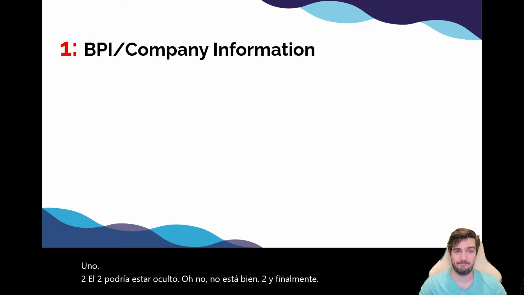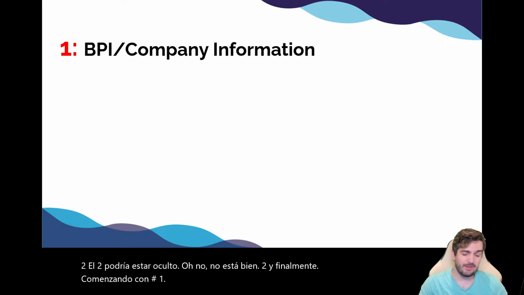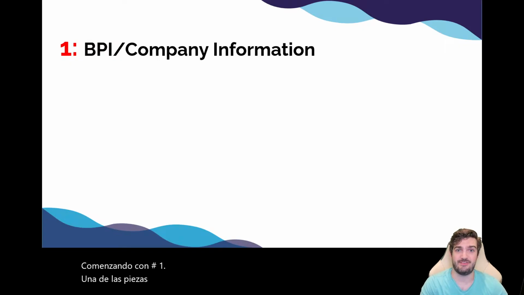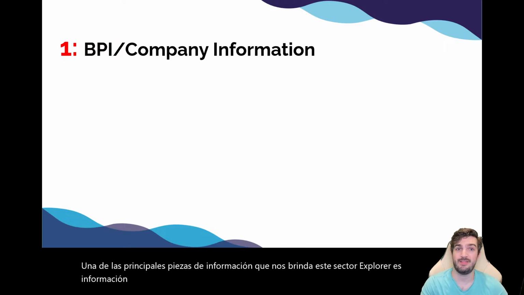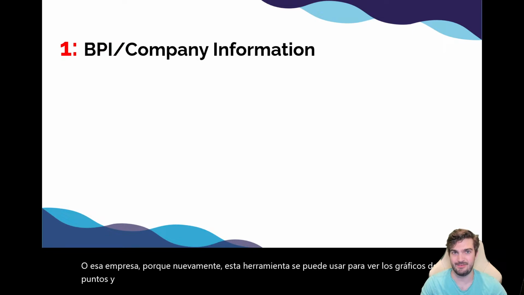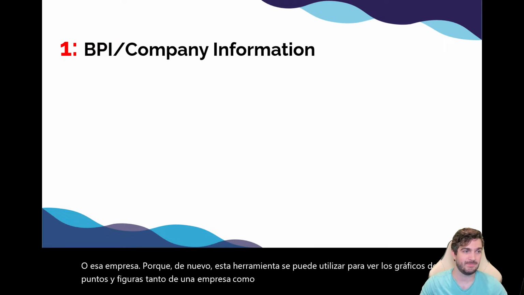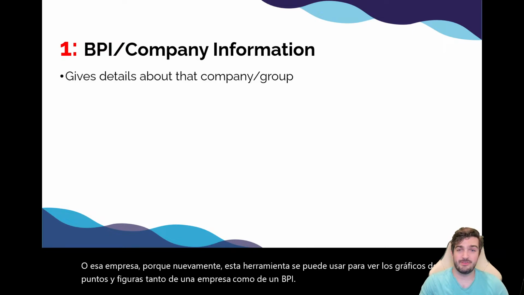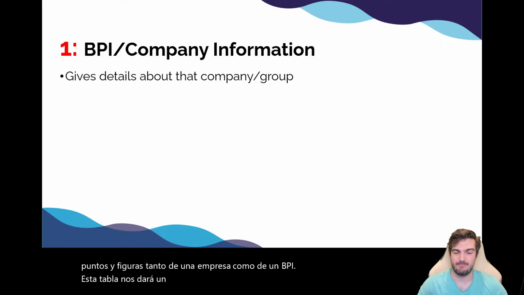Starting with number 1. One of the main pieces of information the Sector Explorer gives us is information about that BPI or that company, because again, this tool can be used to look at the point and figure charts of both a company and a BPI. This table will give us a little bit more information about that company or that group of companies.